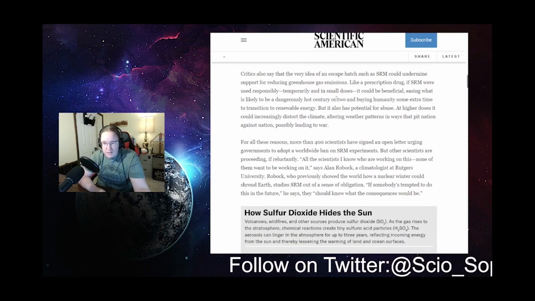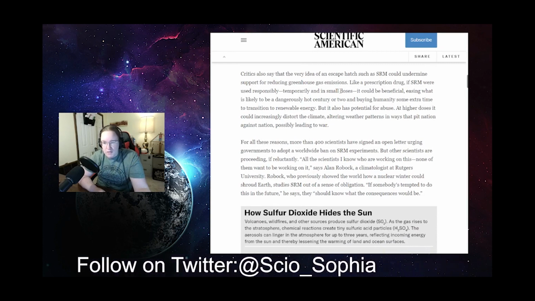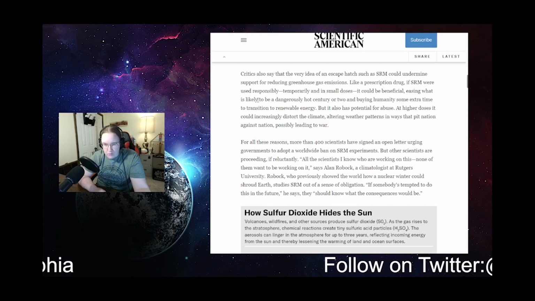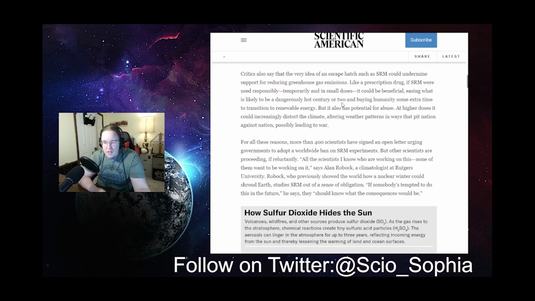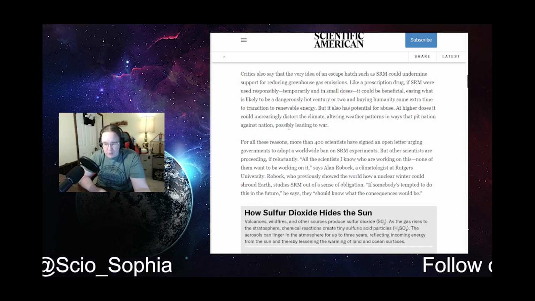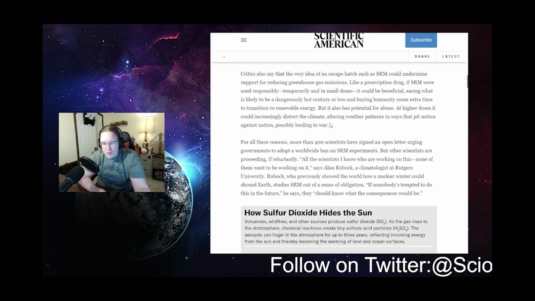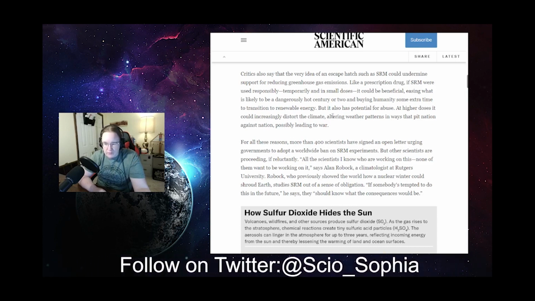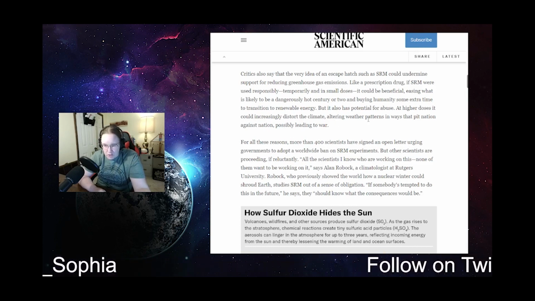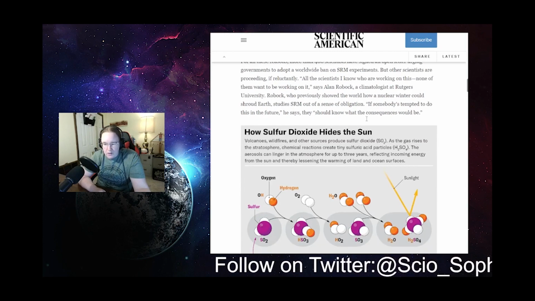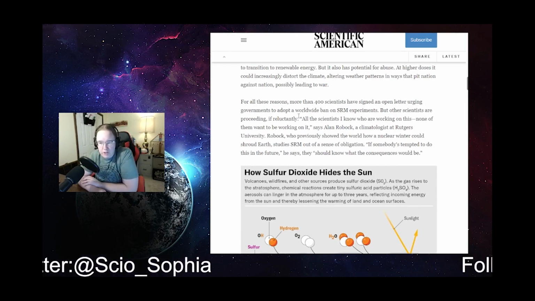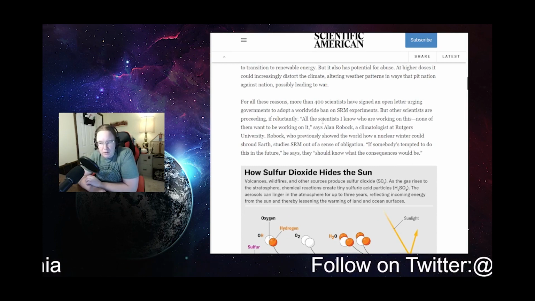Critics also say that the very idea of an escape hatch such as SRM could undermine support for reducing greenhouse gas emissions. Like a prescription drug, if SRM were used responsibly, temporarily, and in small doses, it could be beneficial, easing what is likely to be a dangerously hot century or two and buying humanity some extra time to transition to renewable energy. But it also has potential for abuse. At higher doses, it could increasingly distort the climate, altering weather patterns in ways that pit nation against nation, possibly leading to war. So, for all these reasons, more than 400 scientists have signed an open letter urging governments worldwide to ban SRM experiments.